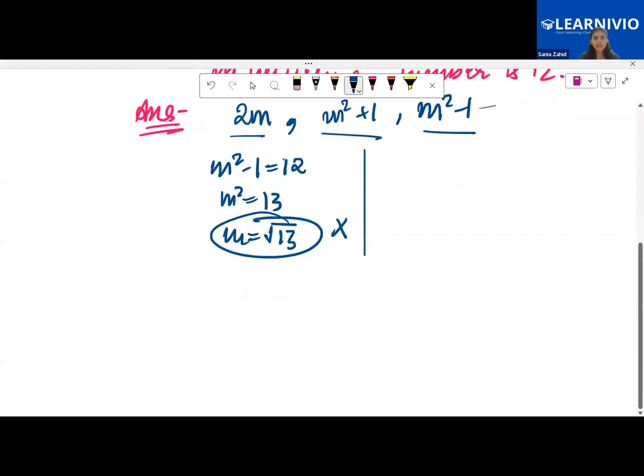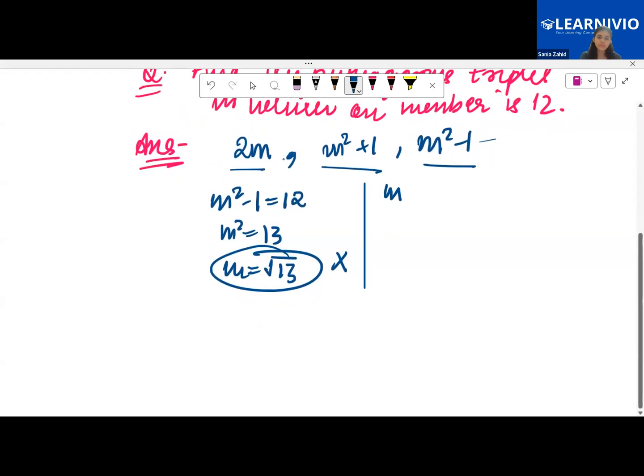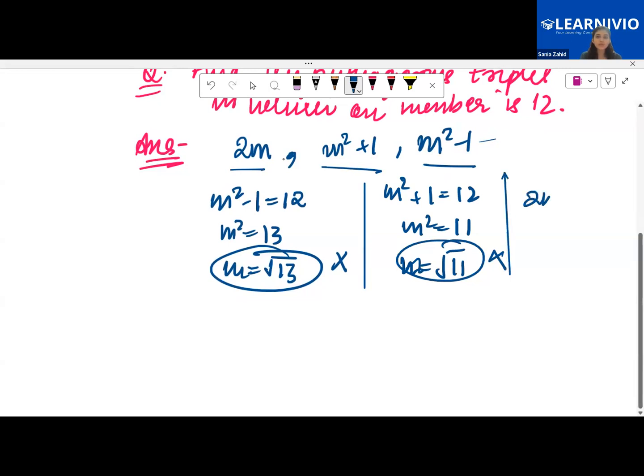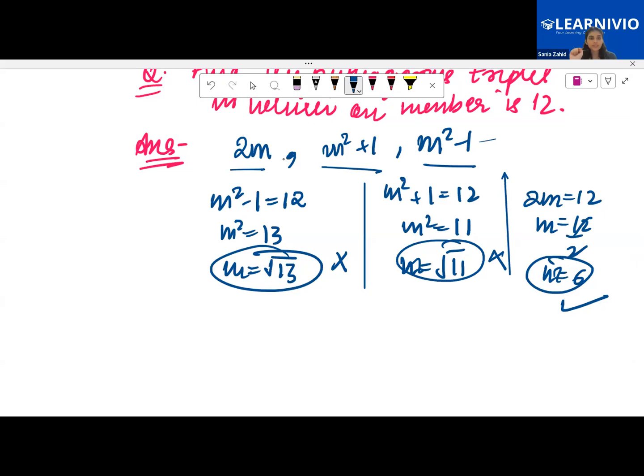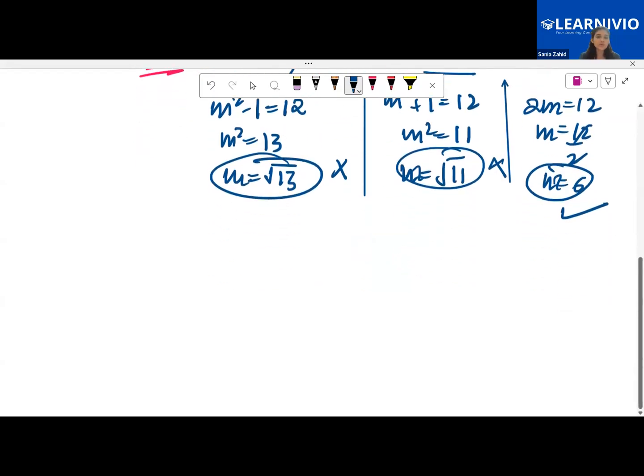And then I'll try for m square plus 1. Now m square plus 1 is 12, so m square comes out to be 11 and m comes out to be root 11. Right, now this is also not a rational number, so this is also not correct. Finally, I'm going to try 2m gives me 12 and m shall give me 12 by 2, which is 6. Right. Now, this can be a true value. Why? Because I am getting a rational number over here. So if I assume m as 6, I clearly know that one of the members 2m is 12.